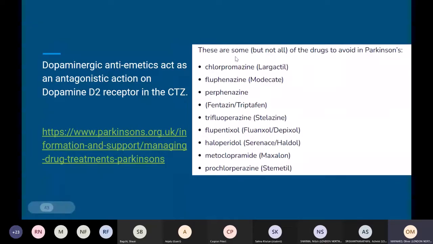So this is from the Parkinson's website and is not an exhaustive list, but some of the medications to avoid in Parkinson's-like syndromes, including chlorpromazine, haloperidol, metoclopramide, and prochlorperazine. So ondansetron in that list was the only one which didn't act on dopamine receptors.